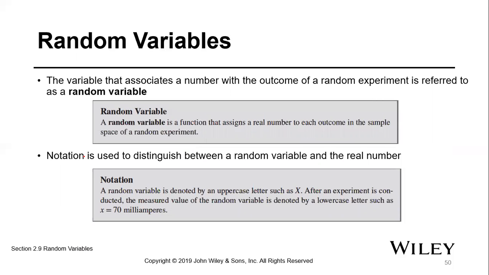So a variable that associates a number with the outcome of a random experiment is referred to as a random variable. A random variable is basically when you can actually get a number from an experiment itself. A random variable is denoted as an uppercase letter X. Once an experiment is conducted, the measured value of the random variable is denoted as a lowercase letter. So a random variable will be different from a real number based on the capital itself. Random variables are capital. The real number is lowercase.